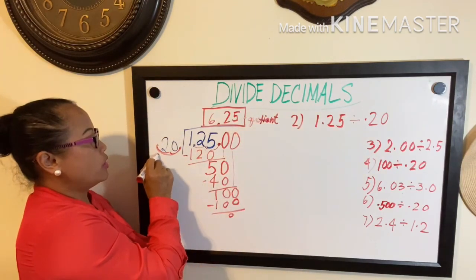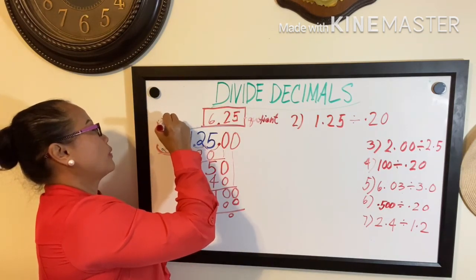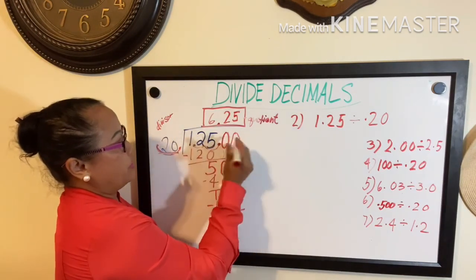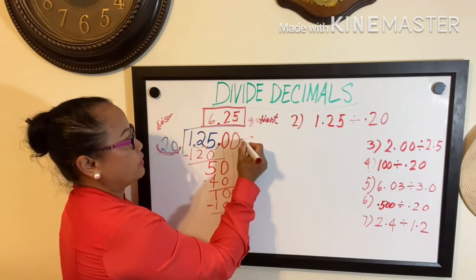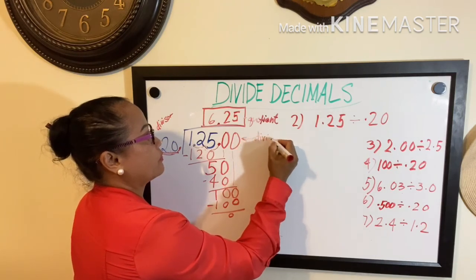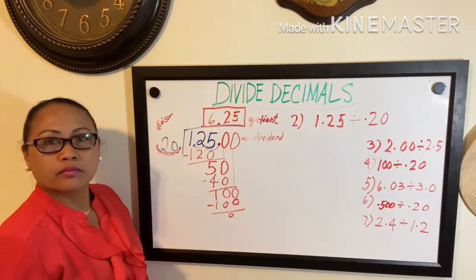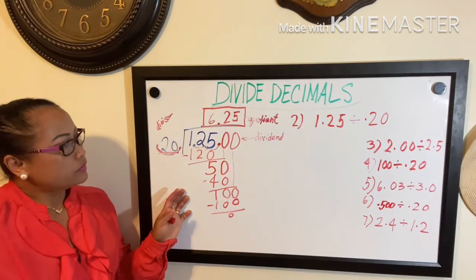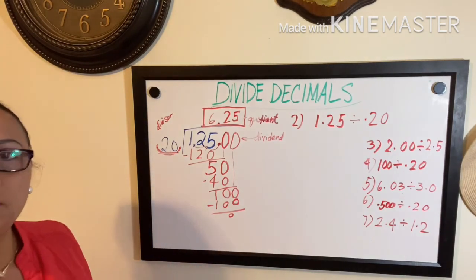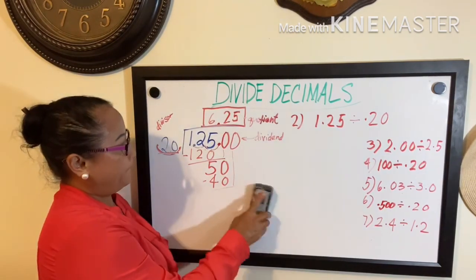This one here, the whole number, they called it divisor. And this one here, we called it dividend. Okay? Okay. Let's move. Next example.